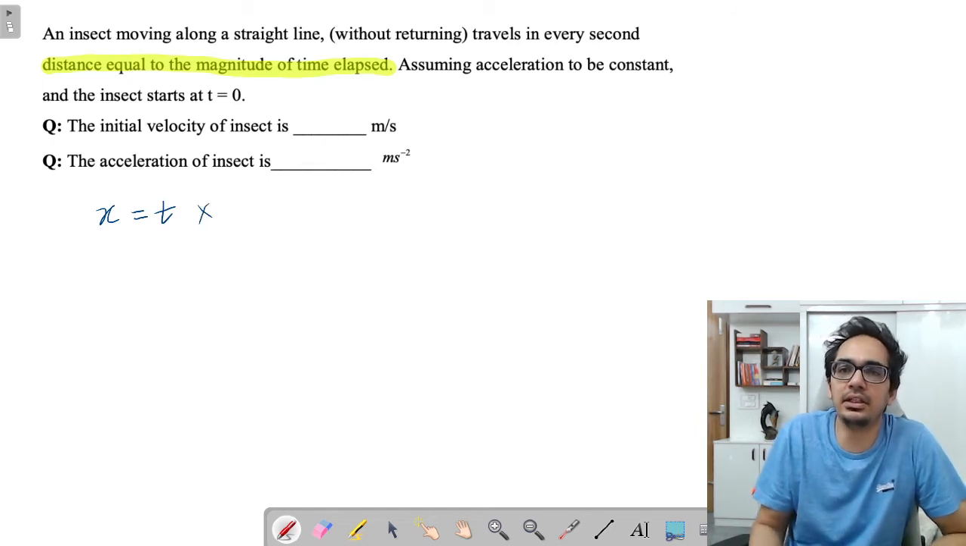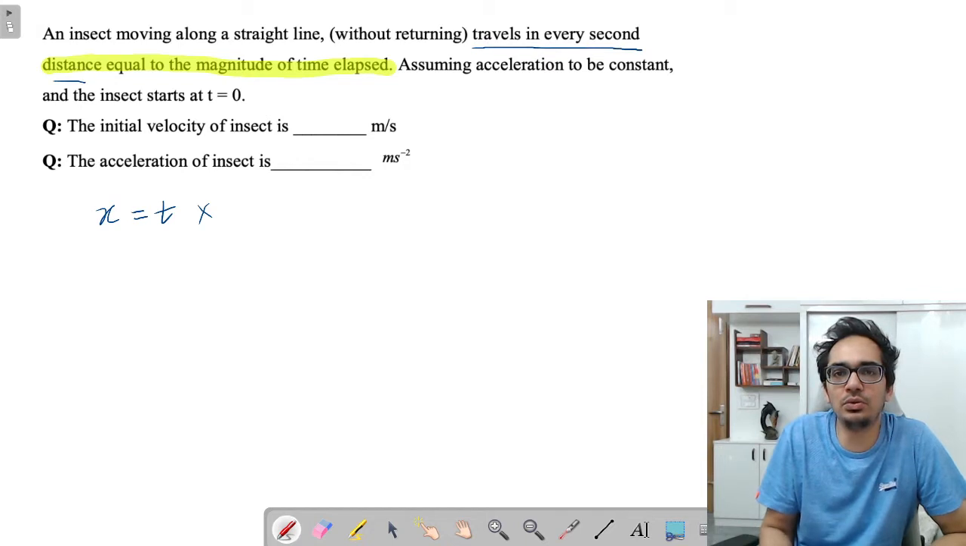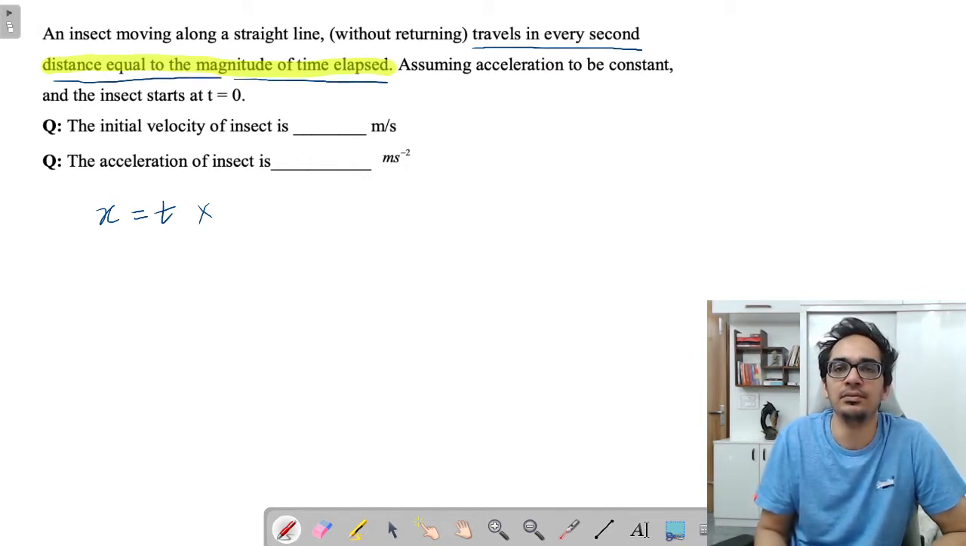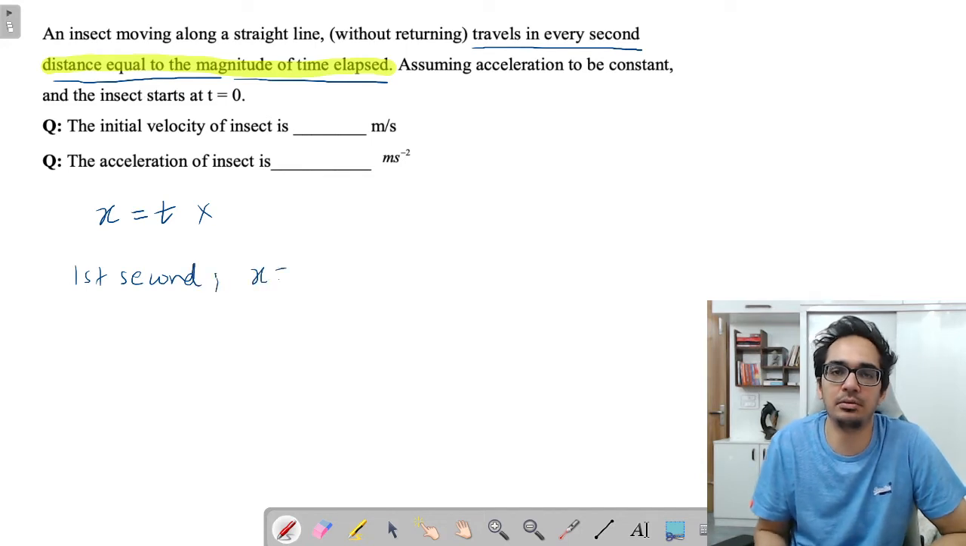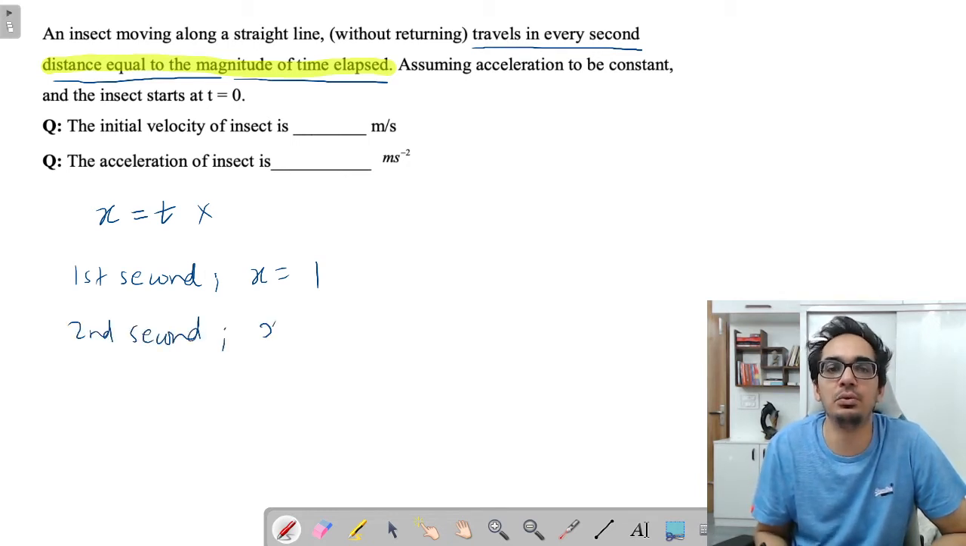It is saying distance travels in every second. Distance is equal to the magnitude of time elapsed. So this is incorrect. X is equal to t. It is saying distance traveled in every second is equal to magnitude of time elapsed. That means, let's say in first second, distance traveled is, let's say, 1, because time elapsed is 1. Now in second second, time elapsed is 2 seconds, so distance traveled will be 2.